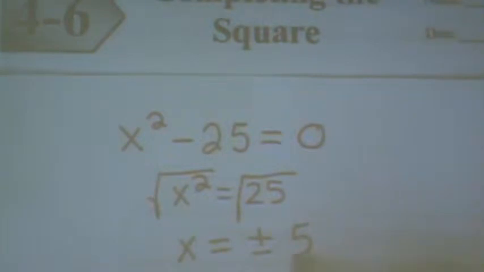Remember that? What you have to do is get the x squared by itself. So add 25. Do you remember this? And then take the square root of both sides. And you get plus or minus 5.